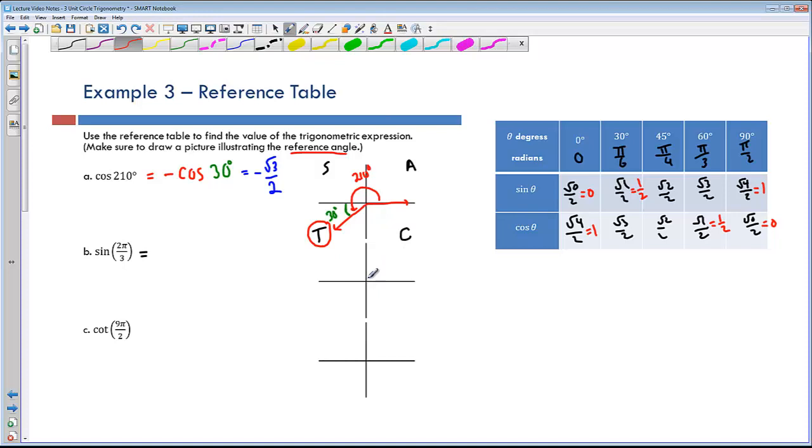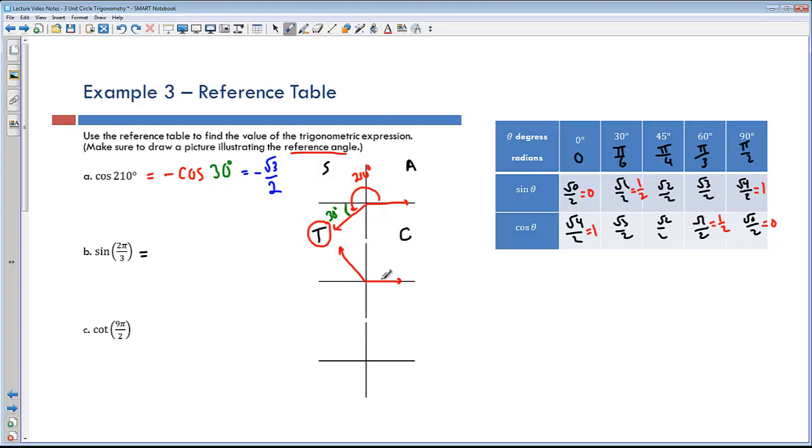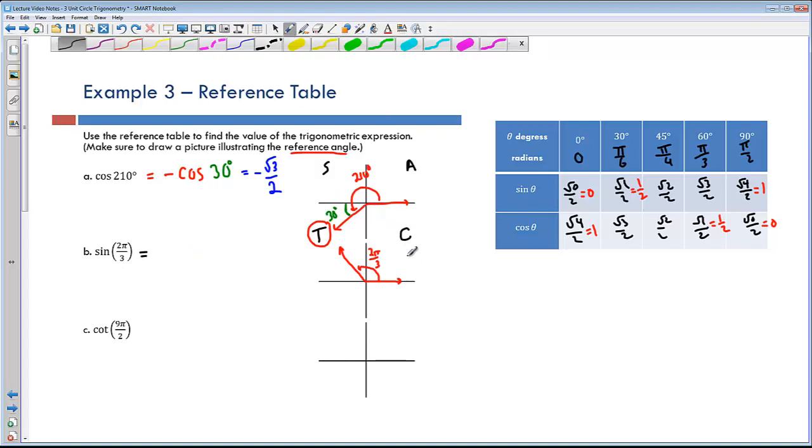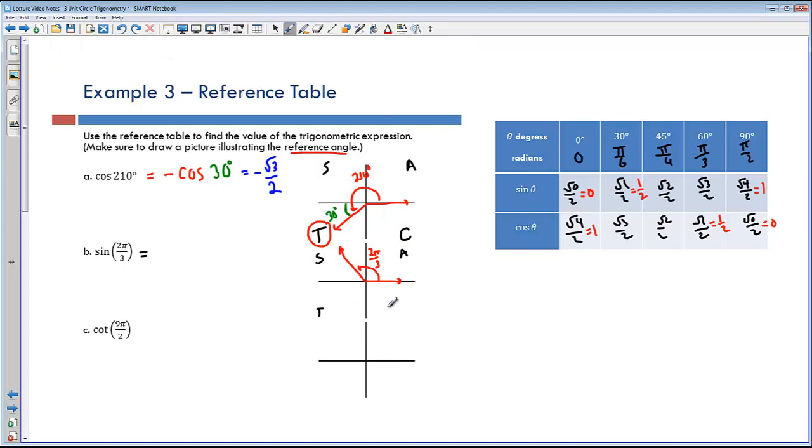So we start here in standard position, and we wind up somewhere over here. And this is supposed to be 2 pi over 3. Now I can use All Students Take Calculus to tell you whether this is going to be a positive or negative number. Because it's in this second quadrant, the sine of these angles is positive. So I know it's going to be positive, so it's going to be the sine of, and I have to figure out that reference angle.